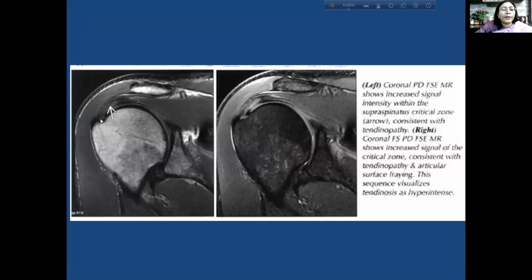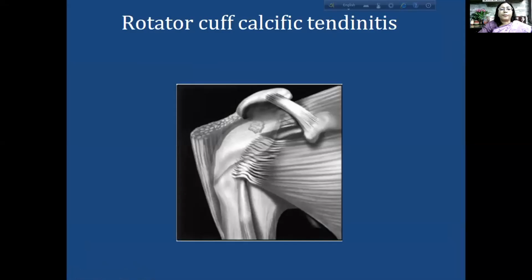Here, the hyperintense signal change is seen in the critical zone of the supraspinatus tendon in PD sequences, where we take the PD non-fat-suppressed sequences, which is more bright with articular surface fraying, but less bright than the adjacent bursal fluid and considered as tendinosis.